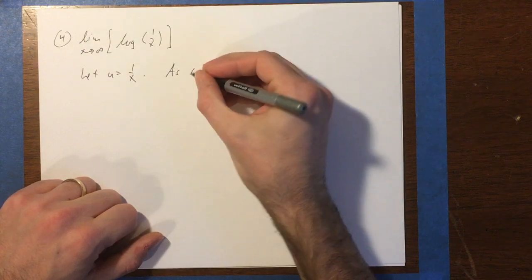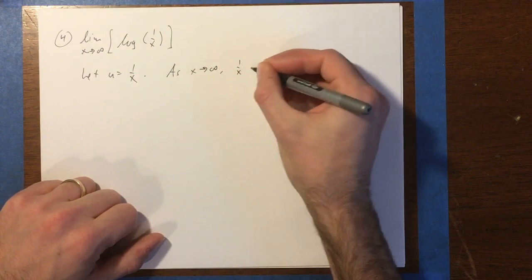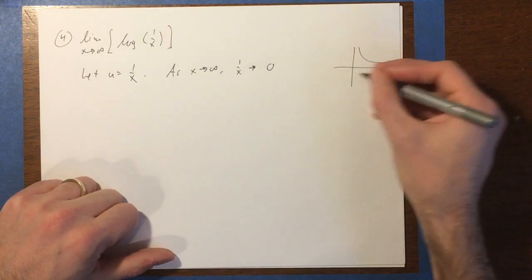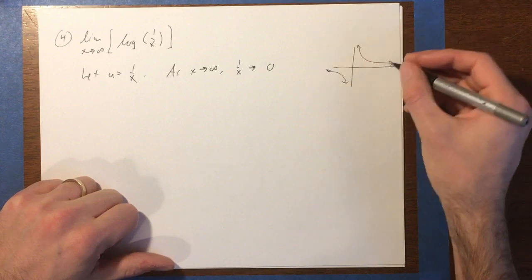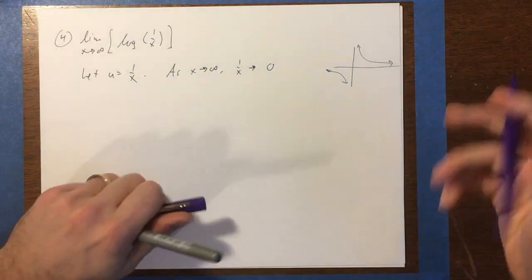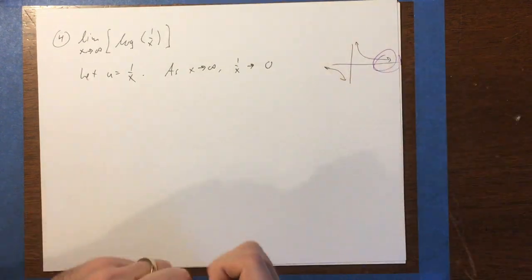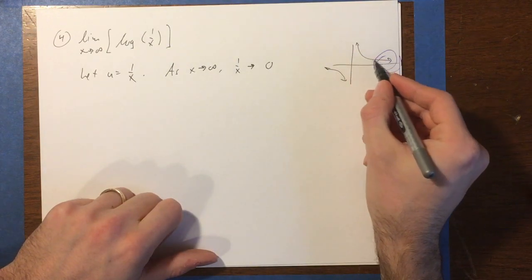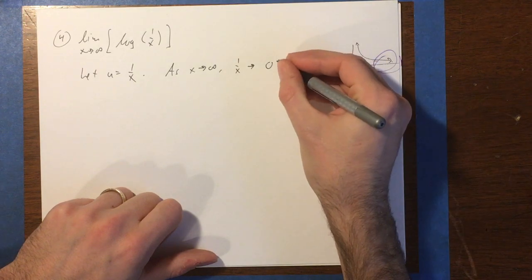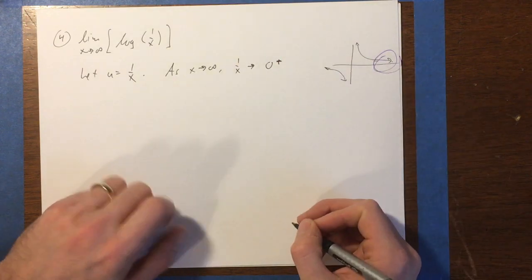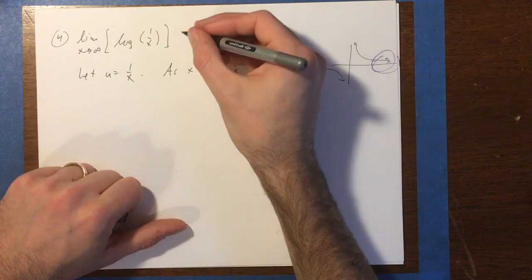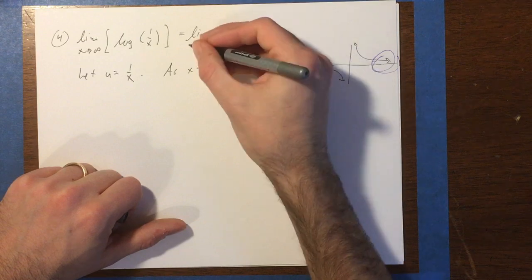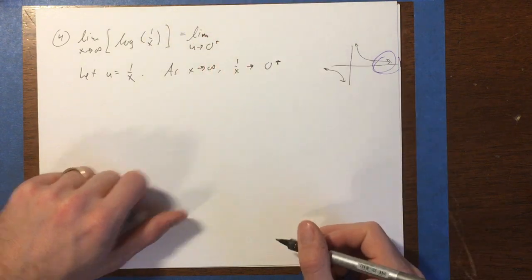Well, we know as x approaches infinity, 1 over x is approaching 0. In particular, because the graph of 1 over x is like this, as x approaches positive infinity, that would be over here. And we can see the value of this function is going to be coming down from above, right? So it's approaching 0 from the right in particular. So if I do the variable conversion, I would write this as the limit as u approaches 0 from the right, okay?